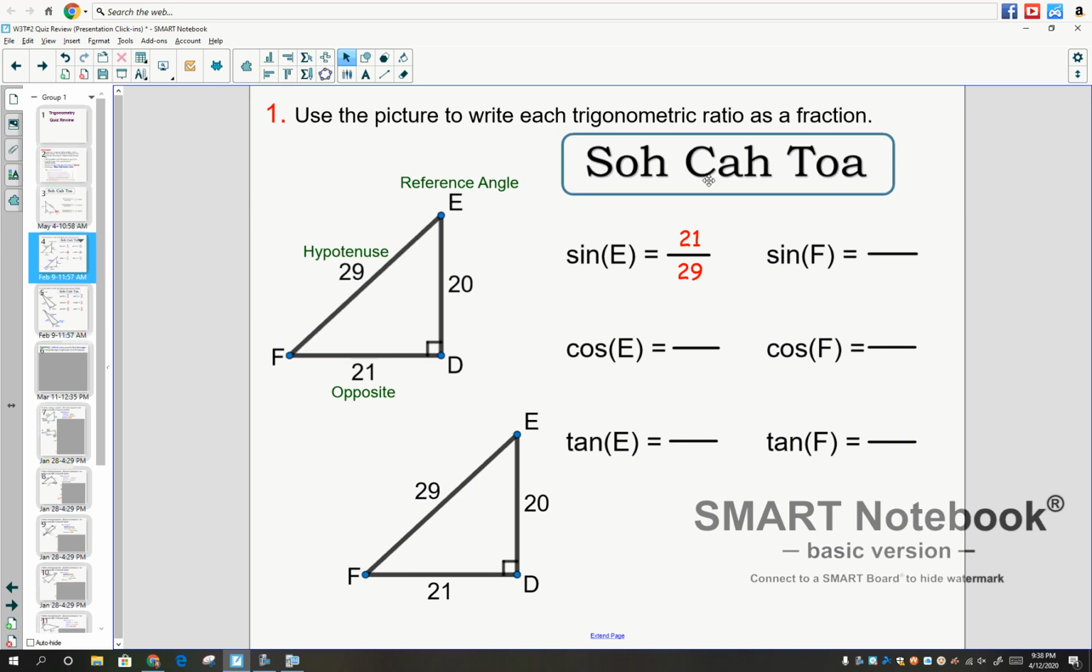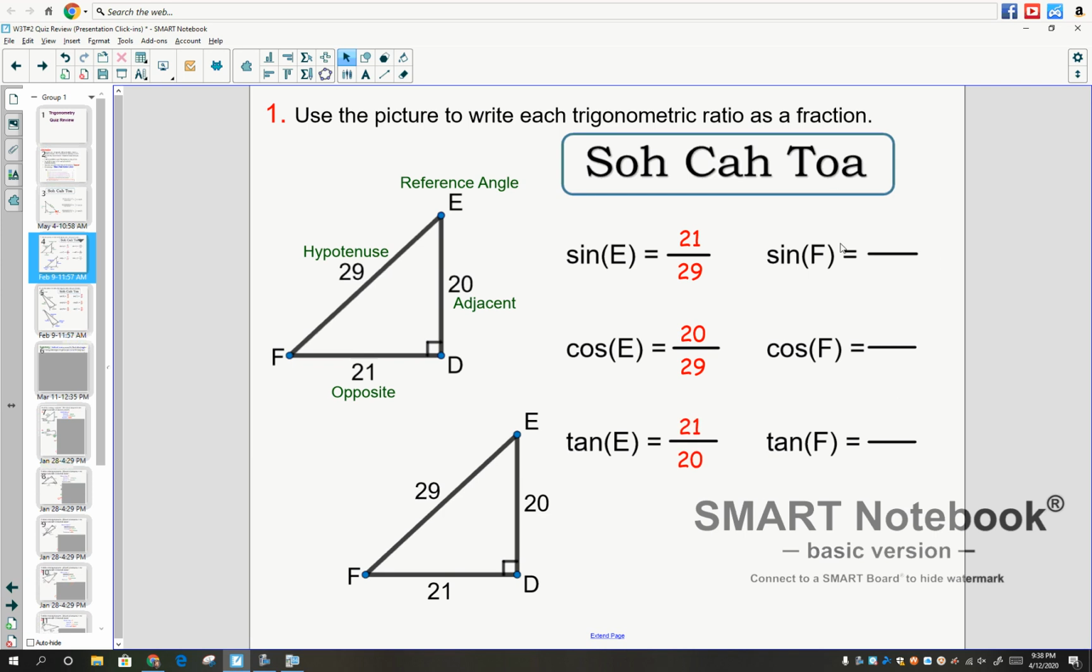Cosine of E, CAH, it is adjacent over hypotenuse. So cosine of angle E, my reference angle, which leg is adjacent? Well, that's ED, which is 20. That's adjacent. The hypotenuse is still 29. My ratio is 20 over 29. TOA, opposite over adjacent. Angle E is my reference angle. 21 is opposite, 20 is adjacent. It's the ratio of 21 over 20.